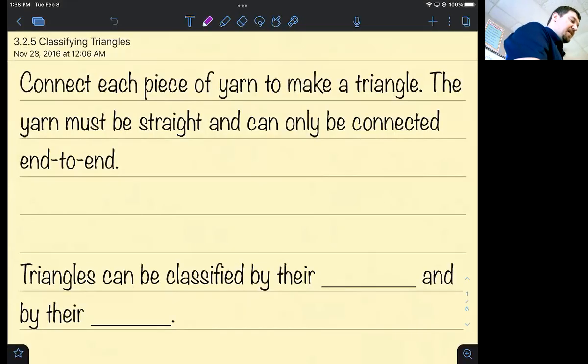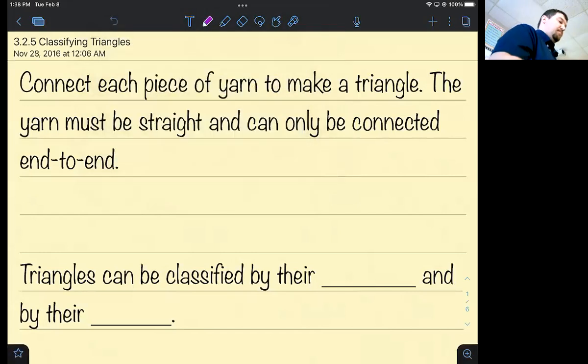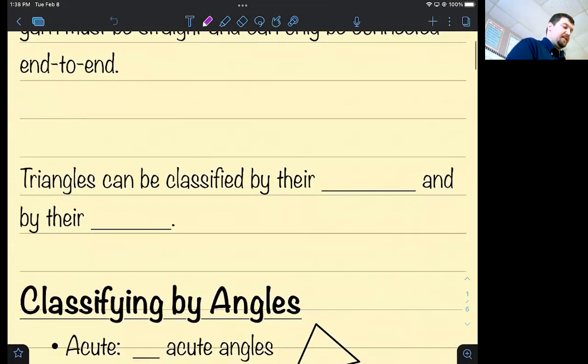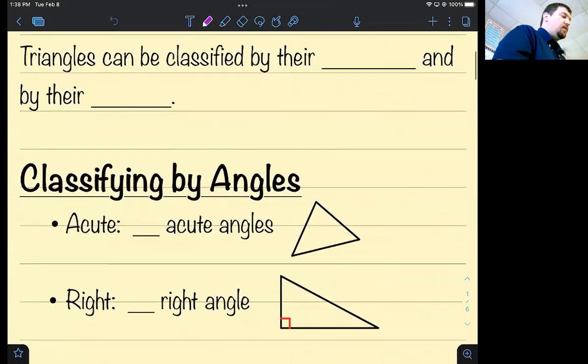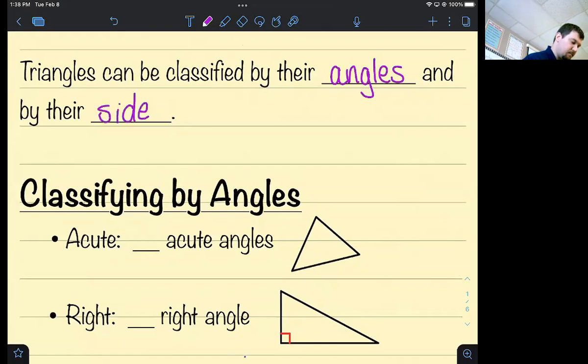Okay, so now that we've already done this particular part of the lab by trying to make a triangle, obviously we know that's not always possible. Okay, let's fill in our notes. And so this should be a review a lot of the way through this. We're going to talk about how you can classify triangles by their angles, that's the first blank there, and by their sides. You can classify triangles by their angles and by their sides.